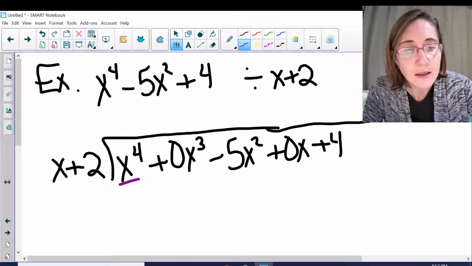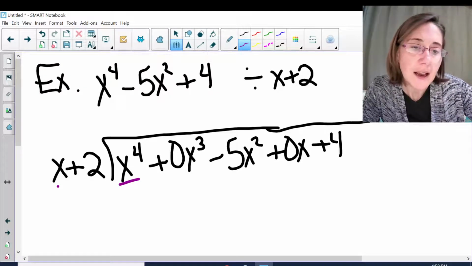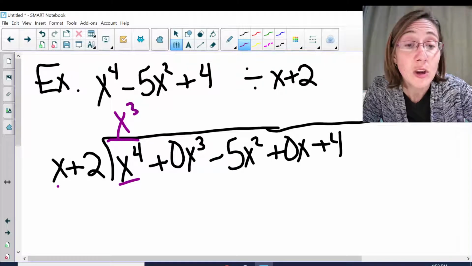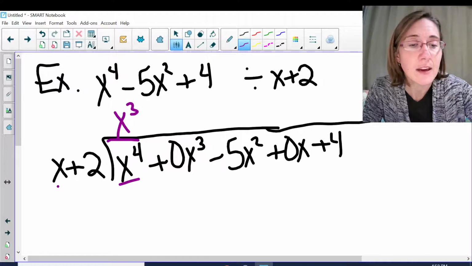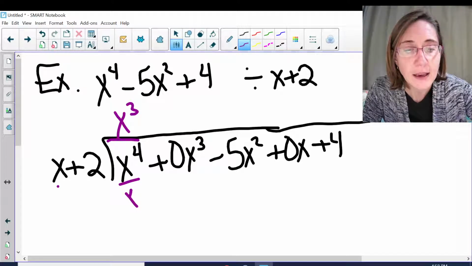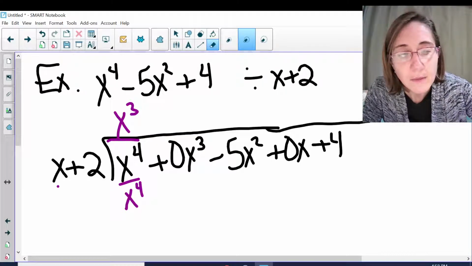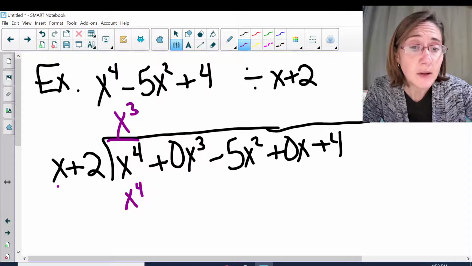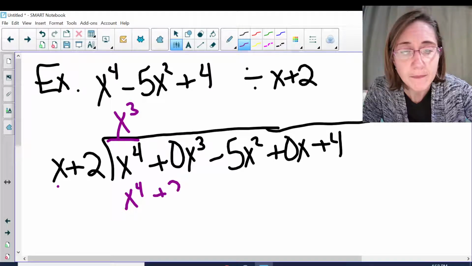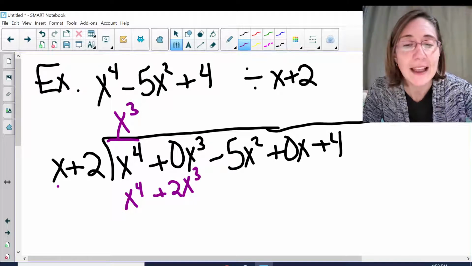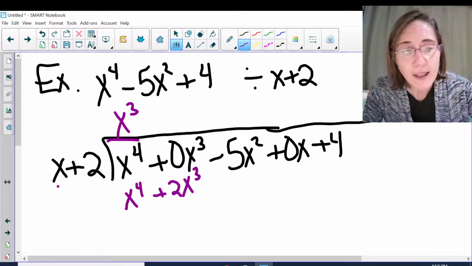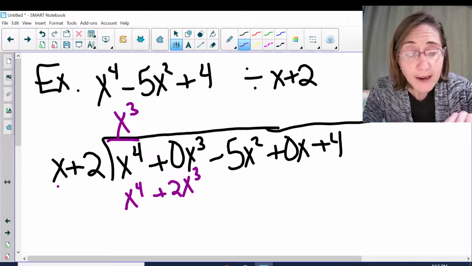Looking at the x to the 4th and the x, what could I put up top that I could multiply the x by and get x to the 4th? Well, I would need an x cubed up there. I'll check it by multiplying. Take your x cubed times x. That would be x to the 4th. The x cubed also needs multiplied by the 2, so 2x cubed is what that would be. Now you can see why I needed that placeholder. I needed a place so I could have my like terms all nice and lined up. So we have multiplied and written it down.